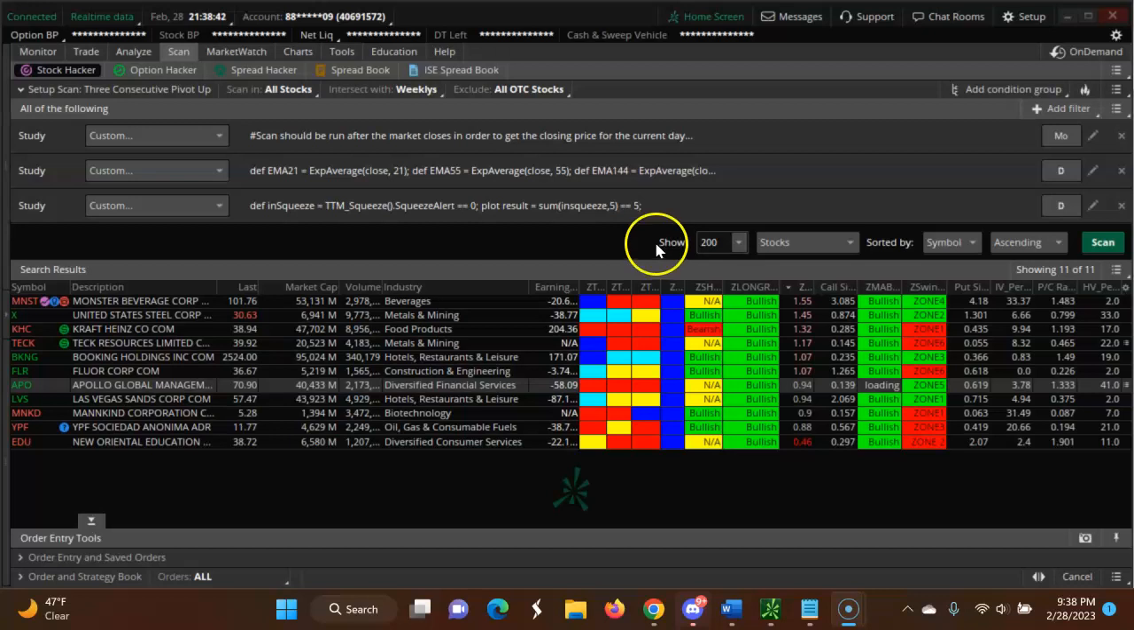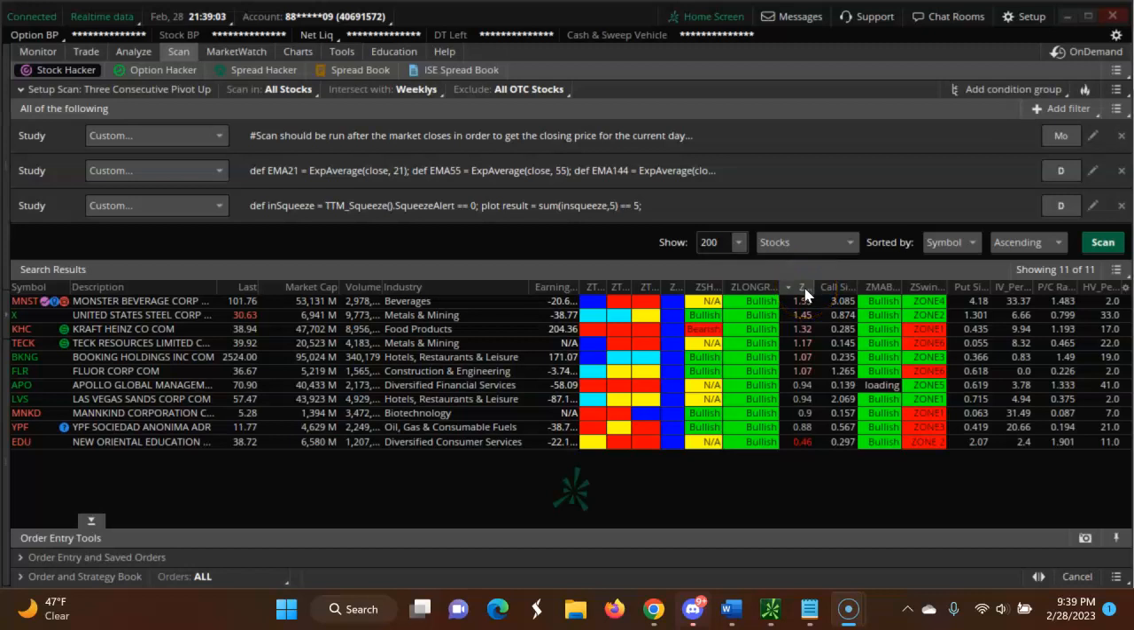In this video, we're going to look at a monthly CPR scan. So here's a monthly CPR code, and then we also have to make sure that it's above all the moving averages, plus it's also in a squeeze. Okay, so all these conditions we've met, we are looking for stocks. The first stock we are coming up with, for example, I'm also sorting by volume.